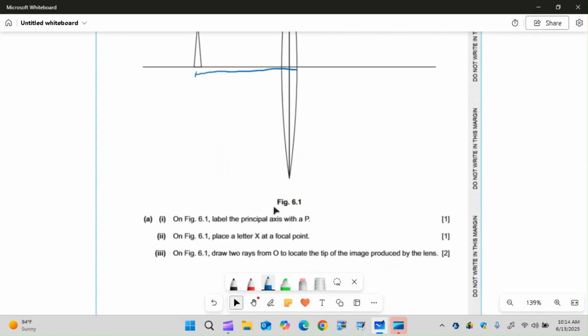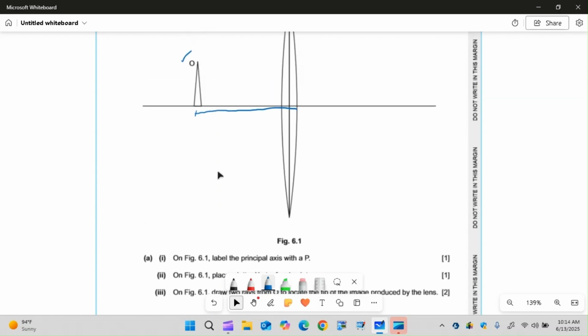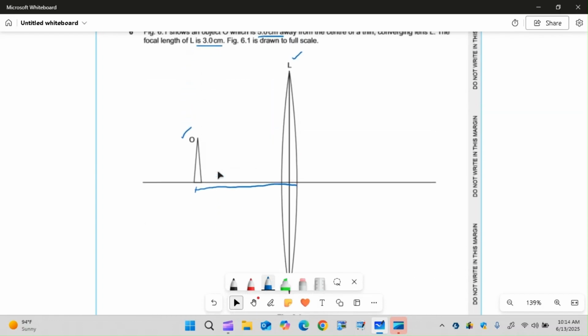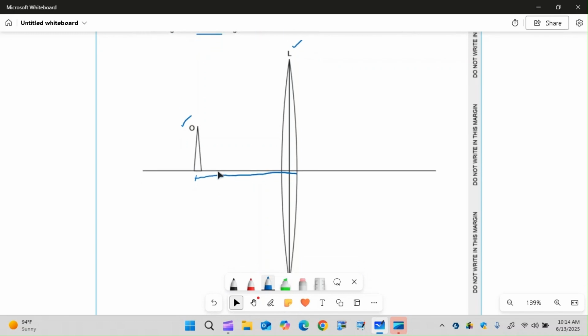On the figure, label the principal axis with P. The principal axis is a line that passes through the center of the lens. So this line is P, the principal axis. I would like to mention here, P is the principal axis.